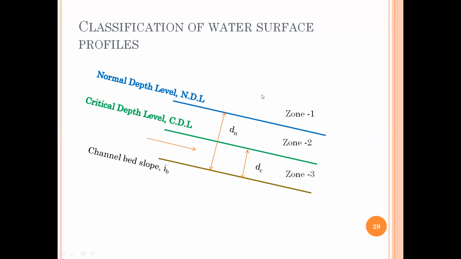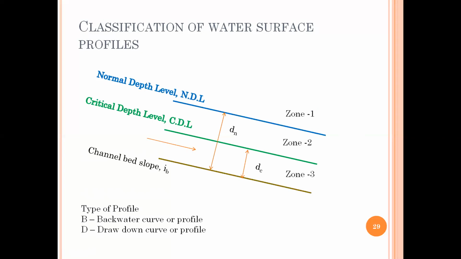So your zone 1 is when the depth is here, we'll get a profile. Zone 2, when the depth is here, what is a profile? And zone 3, when the actual depth of flow is here, what is a profile? So that is what we are going to do in your classification of water surface profile. So this is just a syntax that we will be doing for dealing with your mild, steep, critical flow, etc.